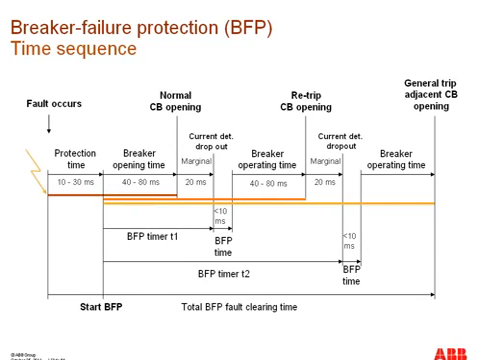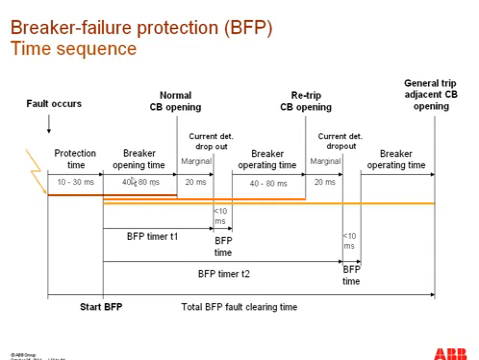This is a typical timing sequence for the breaker failure protection. As you can see, this is the instance in which the fault occurs. 10 to 30 milliseconds is the protection time, the time taken by the relay to issue a trip signal. And from that point, the breaker failure timers T1 and T2 start.